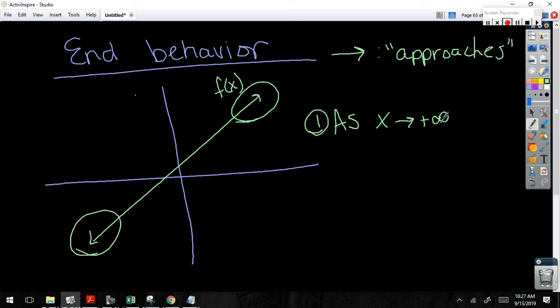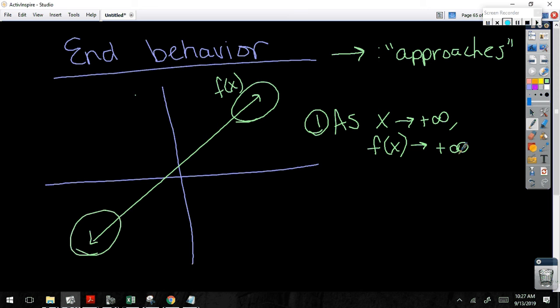This is saying as x approaches positive infinity, which means, look at the right side of the graph. Tell me what the right side of the graph is doing. As x approaches positive infinity, what is f of x doing? Increasing. So would f of x be approaching positive or negative infinity? Positive, because it's going up.